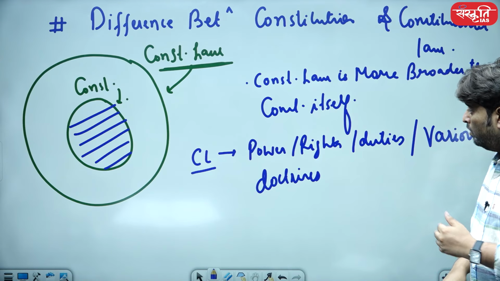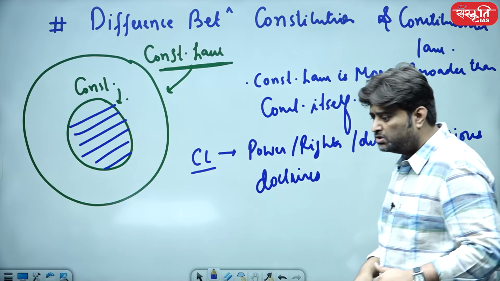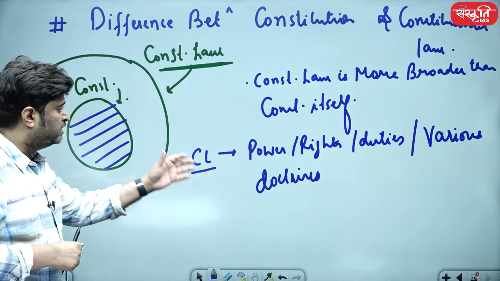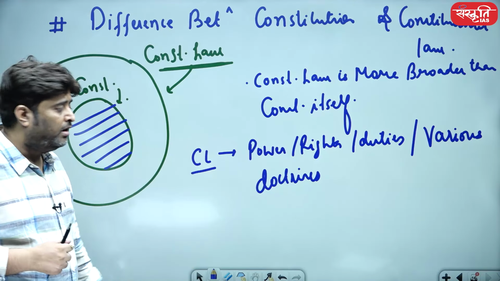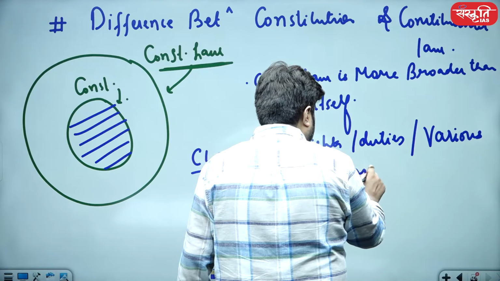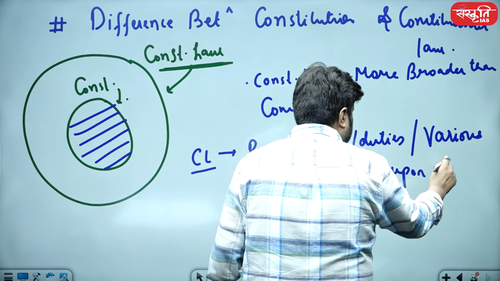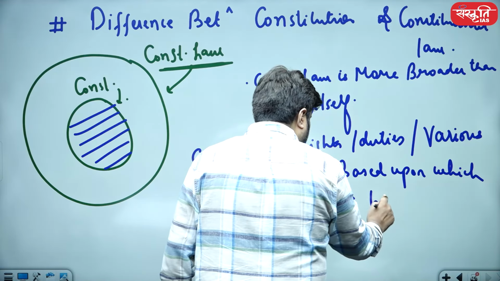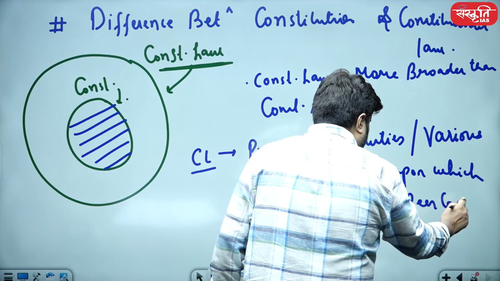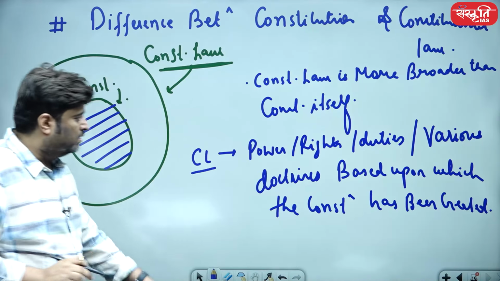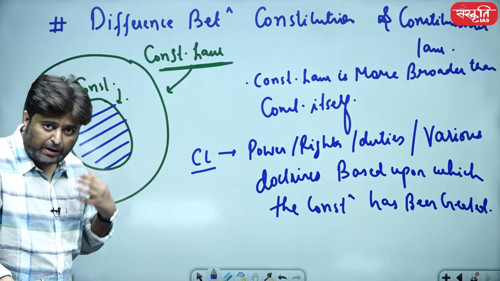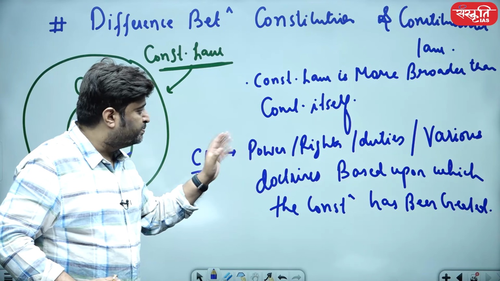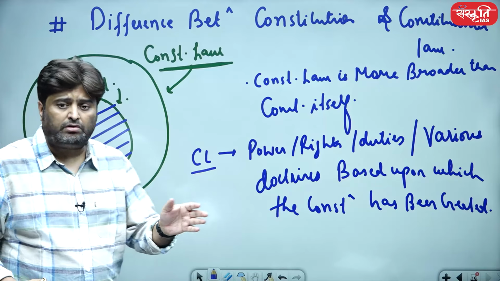Constitutional law includes various powers, rights, duties, doctrines, and various other mechanisms which are essential to have a constitution, based upon which the constitution has been created. So, student, constitutional law is primarily known as the fundamental law of the land. It is the real interpretation of the law and land, based upon which various powers, rights, duties, and doctrines, the constitution has been created.